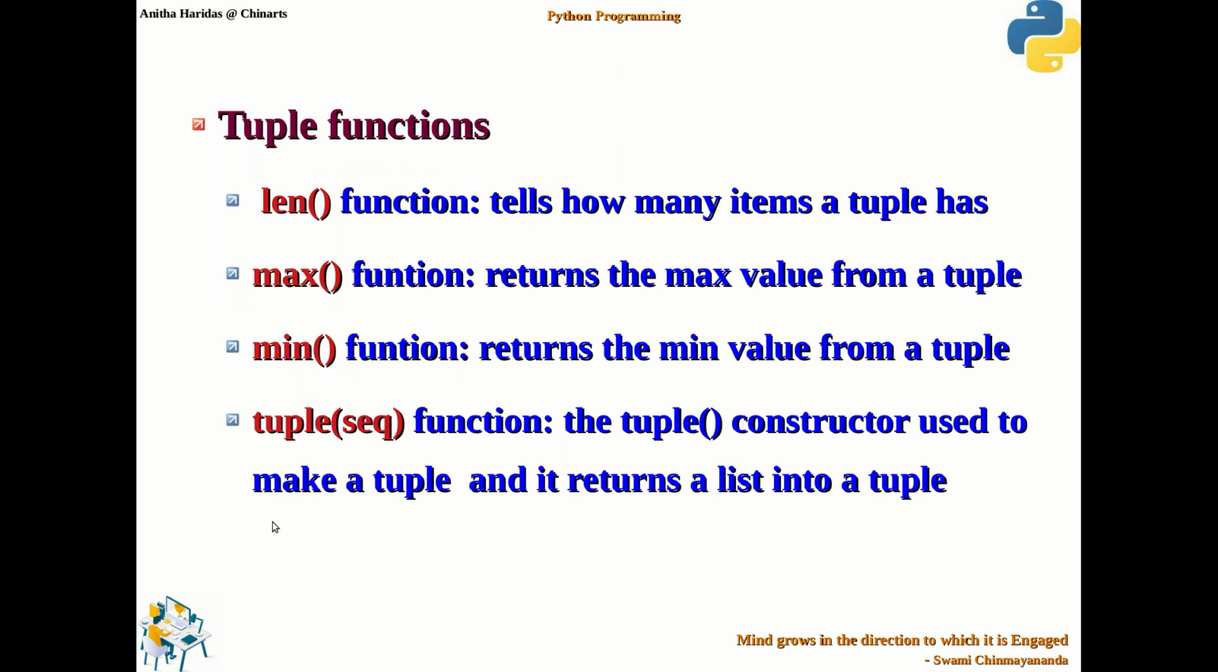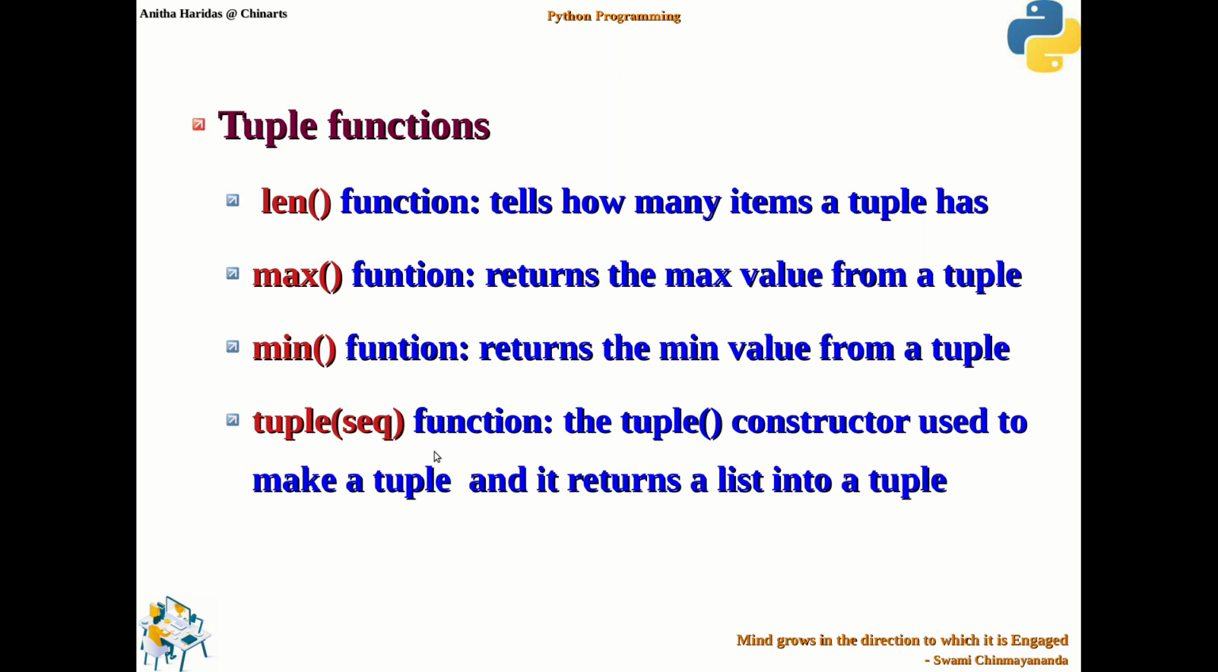Then a tuple has lots of functions like these. We have the length function, which tells how many items a tuple has. Then we have the max function, which returns the maximum value from a tuple. Then the min function that returns the minimum value from a tuple. Then we have the tuple function. This is also called a constructor, right?